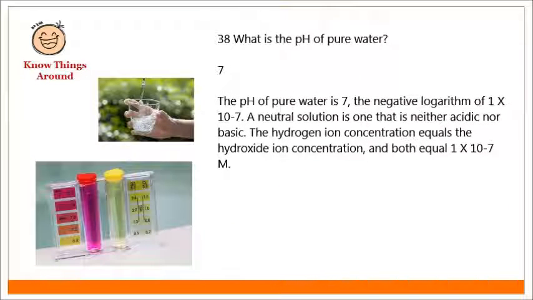What is the pH of pure water? It is 7. The pH of pure water is 7, the negative logarithm of 1 × 10^-7. A neutral solution is one that is neither acidic nor basic. The hydrogen ion concentration equals the hydroxide ion concentration, and both are equal to 1 × 10^-7.